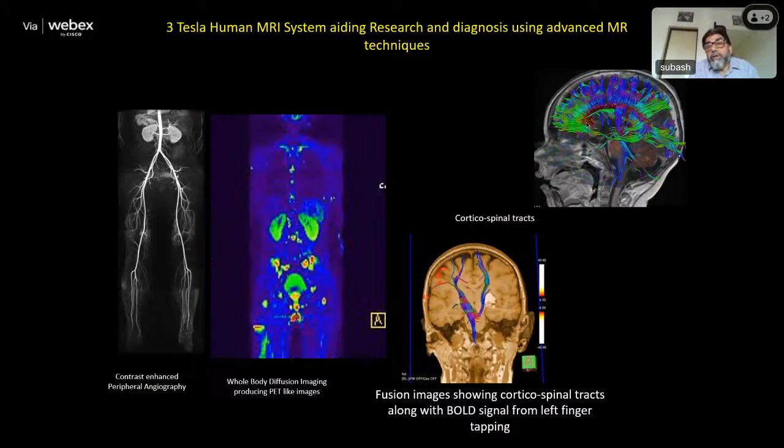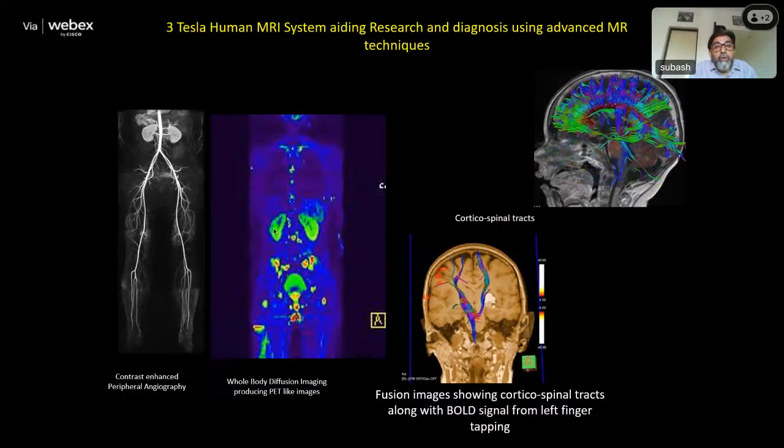By diffusion tensor imaging, you can show the white matter fiber tracts, how they are connected and in which direction they are oriented. And then you can do a functional MRI. You can show the functional areas, and how these tracts are connected to the different eloquent areas in the brain by a combination of the BOLD fMRI and the DTI sequences.